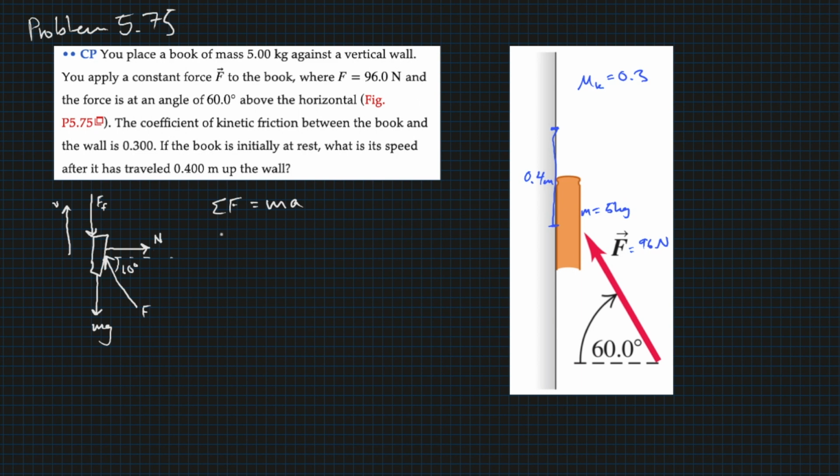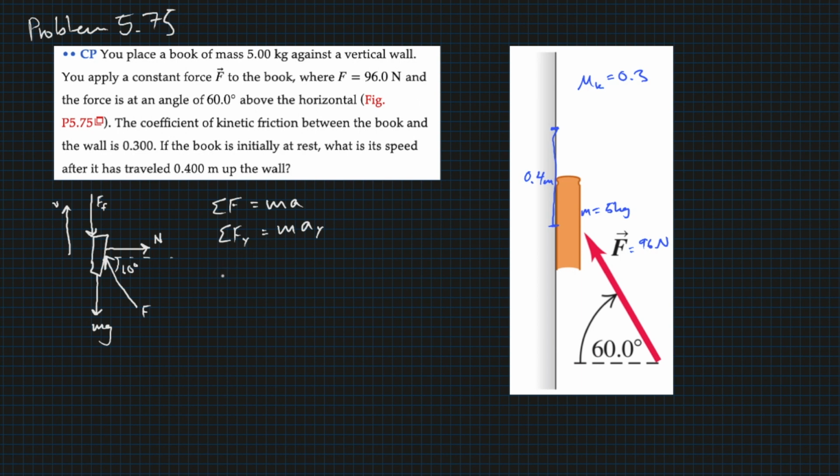So what I'm going to do first is write out my sum of the forces in the y direction is equal to the mass of the book times acceleration in the y direction, because I know that's the direction that motion is going to be happening, so I know it's going to be important to write that out. And ultimately, that's the acceleration I'm going to be interested in. So I know acceleration is happening there. I'll write out the forces that are going on.